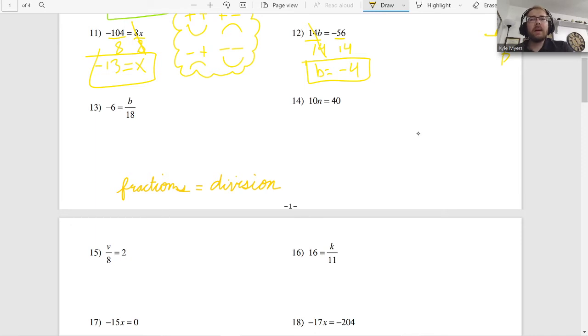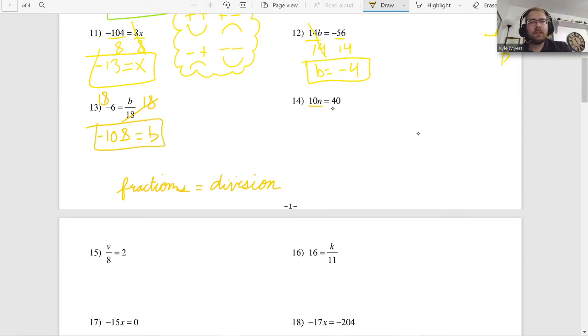So with that in mind, if we're going to do the opposite of division, we do multiplication, right? So we multiply both sides by positive 18. Because it's b over 18, we multiply both sides by positive 18. And then 18 times 6. Let's see, 6 times 8, that's 48. 108. And it's negative, because a positive times a negative is a negative. And there we go.